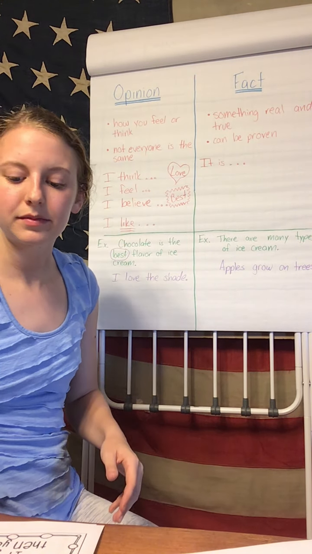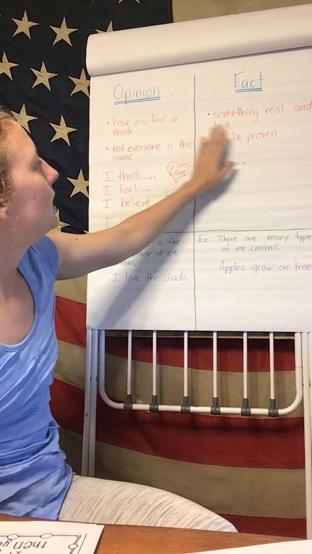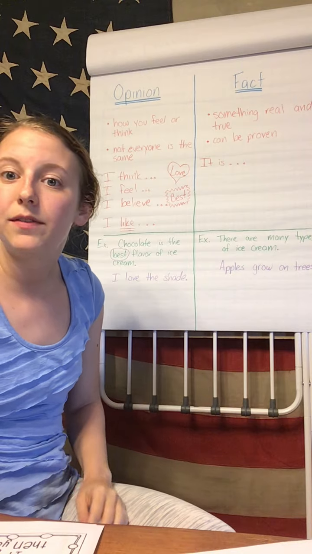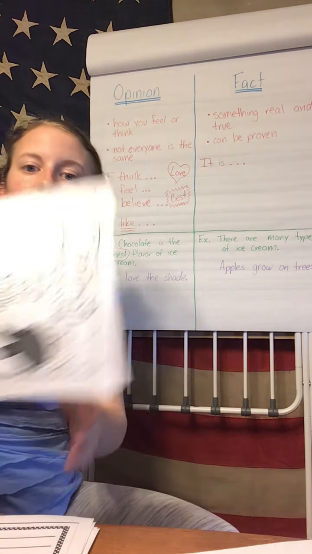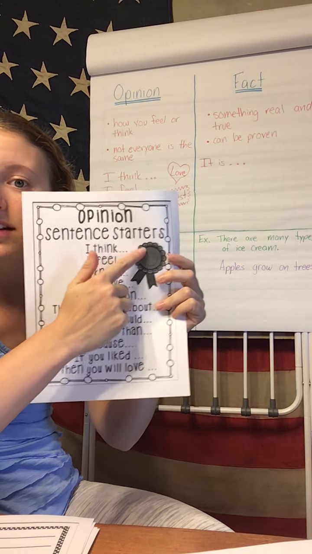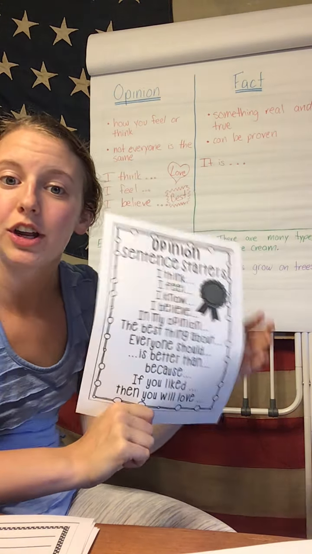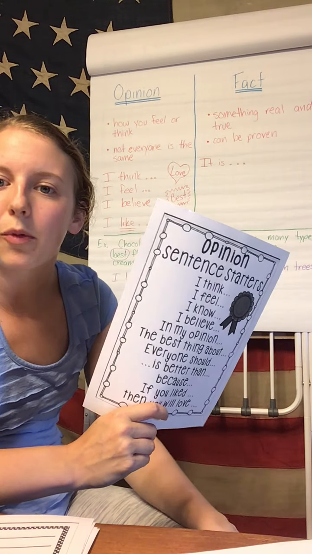All right. So now we're going to keep on going. So we have opinion and fact. Now, if you have your lesson printed out, you have a beautiful little sheet that has opinion sentence starters. So these are all ways that you could start your opinion. So I want you to practice that.